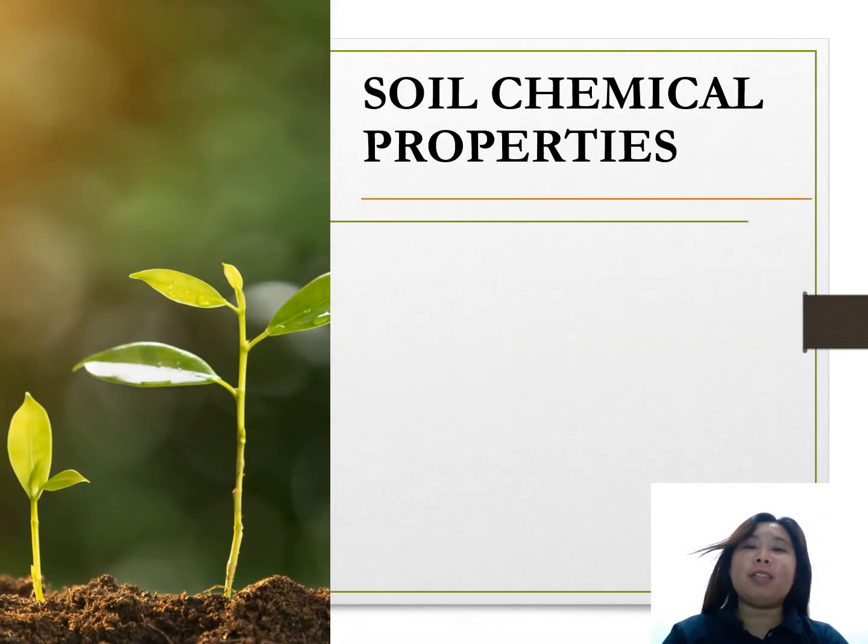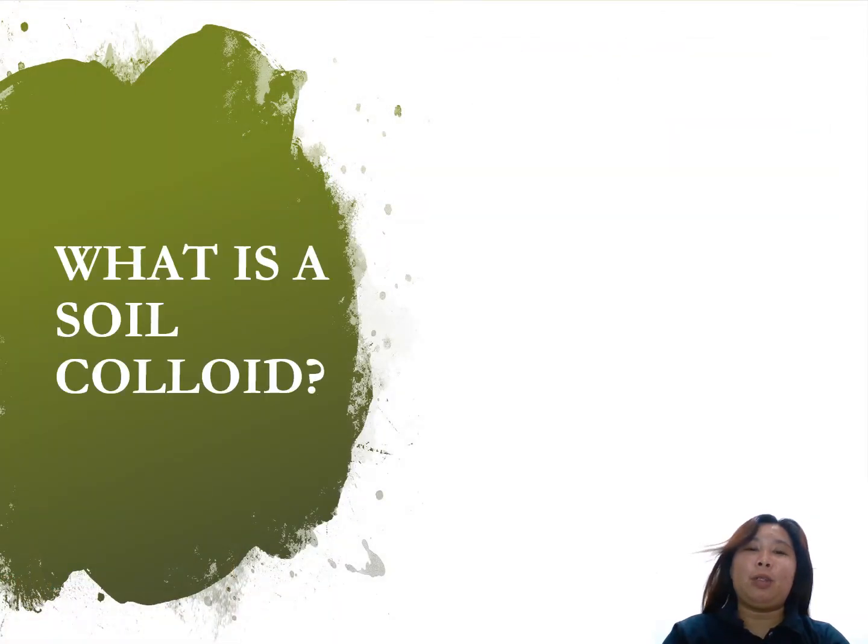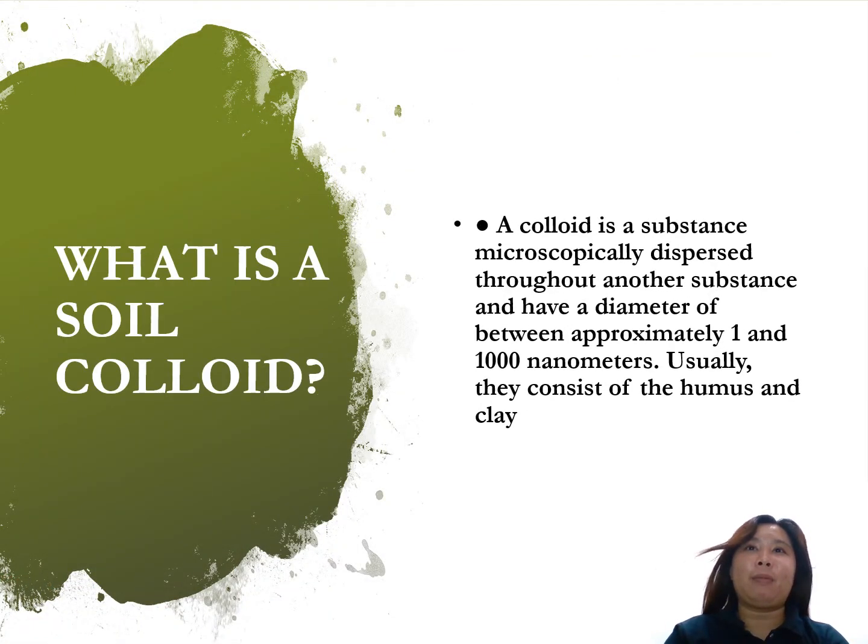Good day, everyone. Today we will discuss a topic related to soil chemical properties, which is all about the soil colloid. So, what is soil colloid? A colloid is a substance microscopically dispersed throughout another substance and has a diameter of between approximately 1 and 1000 nanometers, and it usually consists of the humus and the clay.